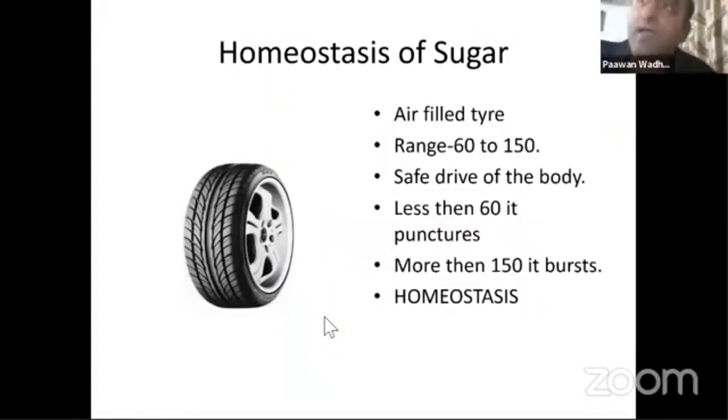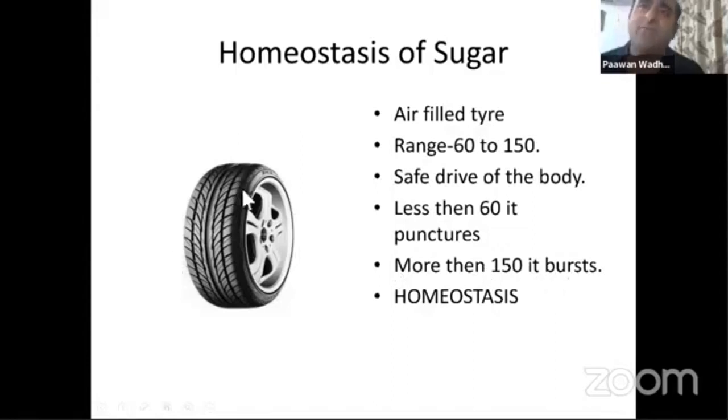Homeostasis of the sugar. What is homeostasis? Homeostasis means the equilibrium in the body. See this air-filled tire, it can have air pressure between 60 to 150 normally, which is the sugar level of the body, between 60 milligram per deciliter to 150 milligram per deciliter. This is the safe drive of the body. If the air in this tire is between these two parameters, you are safe. But if your sugar goes below 60, your body will puncture, and if it is more than 150, it will burst.